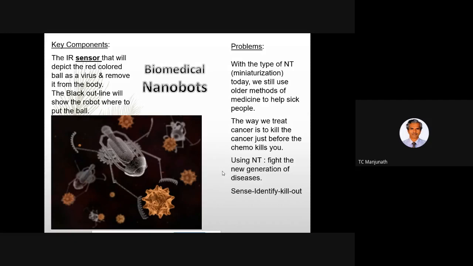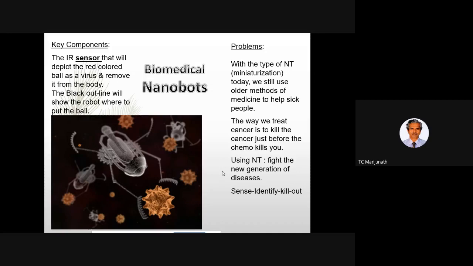So that type of device I've shown here. That is the infrared sensor that will detect the red blood cell as a virus and move it outside the body. Right, and if you don't want that particular killed cell to be inside the bloodstream, it can be taken and a particular space, a bay, is provided, and there it can be kept and brought out. So that is one advantage of this nanobot, and that's what I've shown here.